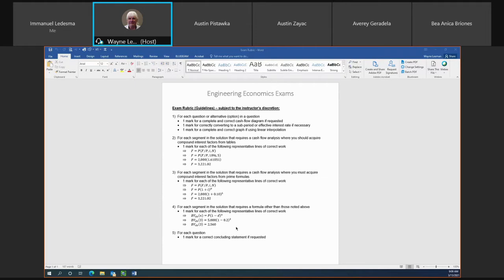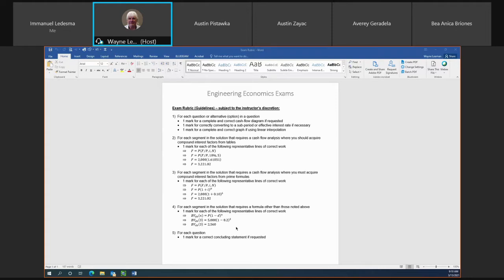Moving on a little bit, for each segment in the solution to a question or to a problem where compound interest factors are necessary from the tables, this is the layout I'd expect. You'd put in there your factor formula that would contain that, using very basic ones here. In the examples on this sheet, I'm just simply dealing with a future value having been given a present value as a way of demonstrating this. But you would show the actual formula. That would be worth 1 mark.